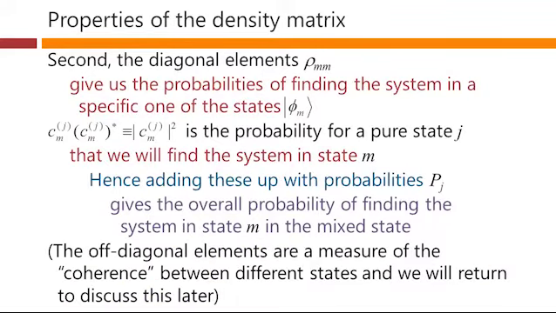Incidentally, the off-diagonal elements, the ones in which the m's are not the same here, are a measure of what's called the coherence between different states, and we're going to come back to discuss this later on.